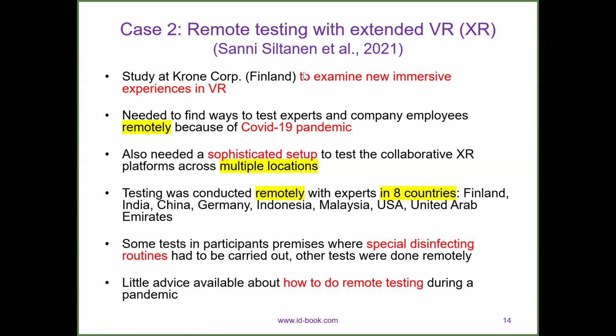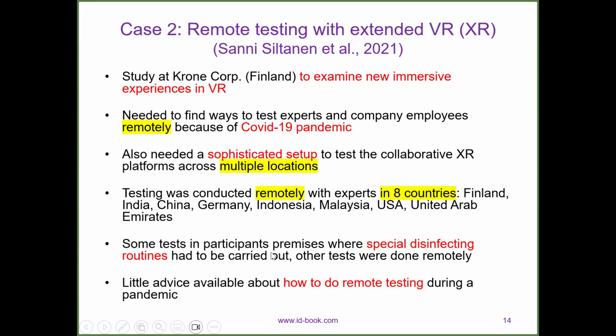As it involved VR and XR, it needed a sophisticated setup to test the collaborative extended reality platforms across multiple locations. Testing was conducted remotely in 8 countries that included Finland, India, China, Germany, Indonesia, Malaysia, USA, and UAE. Because this study was carried out during the pandemic, it had to be done remotely. Hence, additional sophisticated setups were needed at multiple locations.